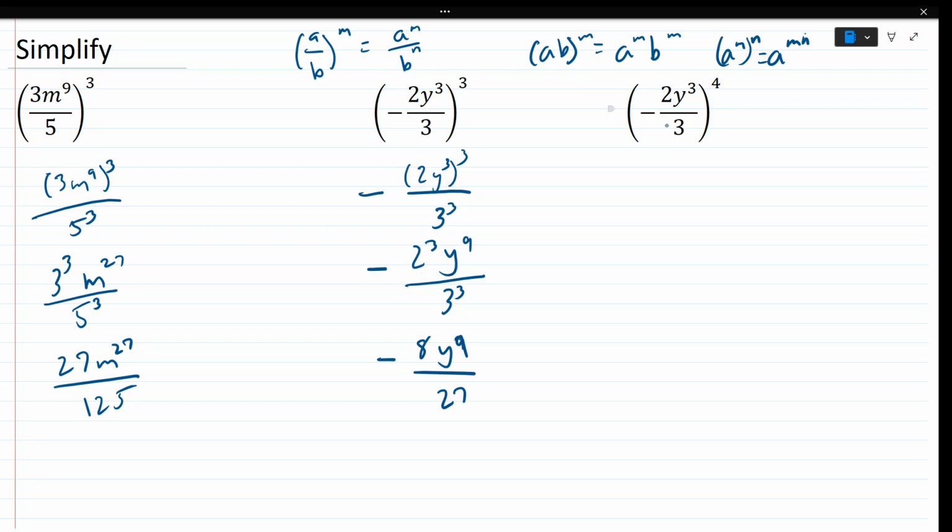Now it's similar for this next one, where we have the same thing, the negative 2y cubed over 3, but now it's raised to the fourth. Since it's raised to an even power, if we raise a negative to an even power, all of the negatives would cancel, so it would be positive. So this will be the 2y cubed to the fourth over 3 to the fourth, but like I said, it would be positive. So this will be 2 to the fourth, y cubed to the fourth would be y to the 12th, all over 3 to the fourth, while 2 to the fourth, that's 16, y to the 12th, all over 3 to the fourth, that would be 81.